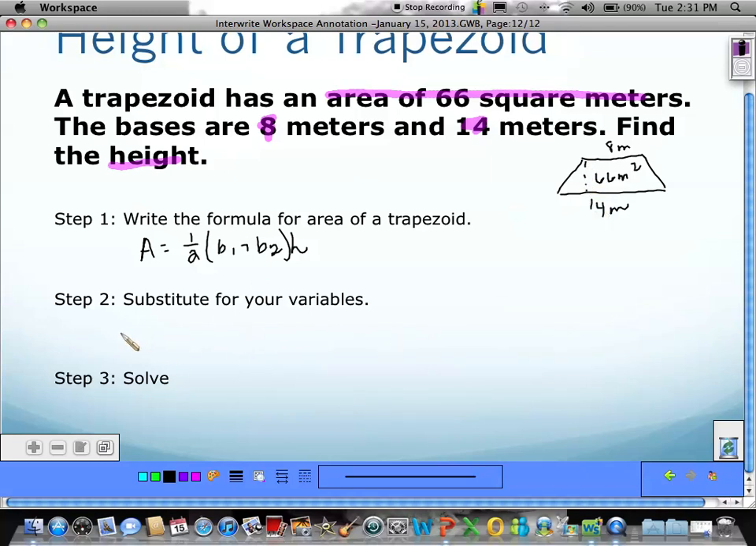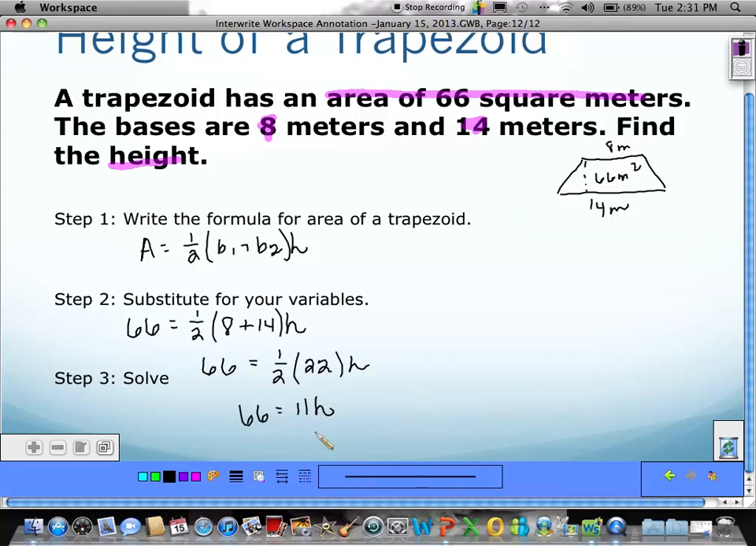So now I'm going to substitute in for what I know. I know that the area is 66 equals 1/2 times base 1 is 8, base 2 is 14, times the height, which I'm looking for. So that's where my variable is going to be. All right, now I just need to solve. I need to simplify this right side. So I get 66 equals 1/2 times 22 times h. I need to simplify this further. What's half of 22? So I get 66 equals 11h.